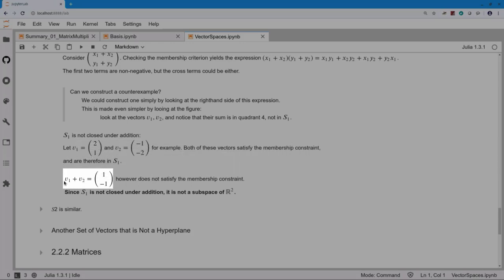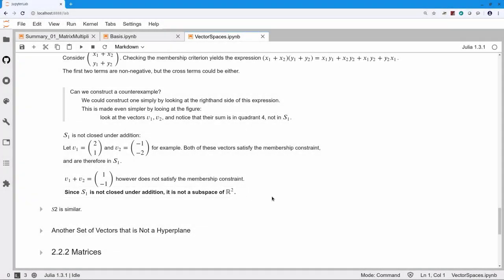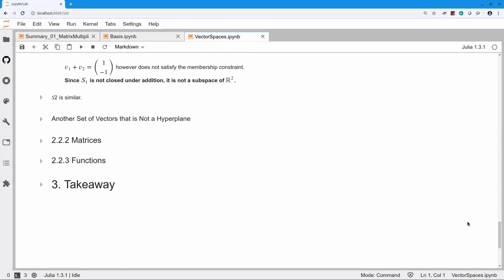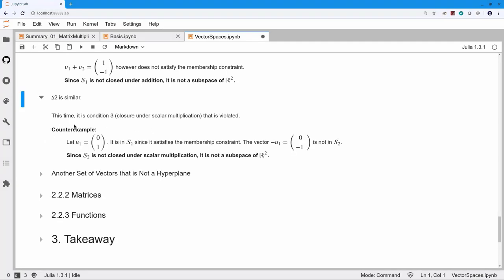If I add them together, however, I get the vector 1, minus 1. That's in the fourth quadrant. Multiplying out 1 times minus 1 gives me the negative number minus 1, that doesn't satisfy the membership constraint. So I have a counterexample, and therefore S1 is not closed under addition and is therefore not a subspace of R2. If I look at S2, it's similar, although it's a little bit shorter.